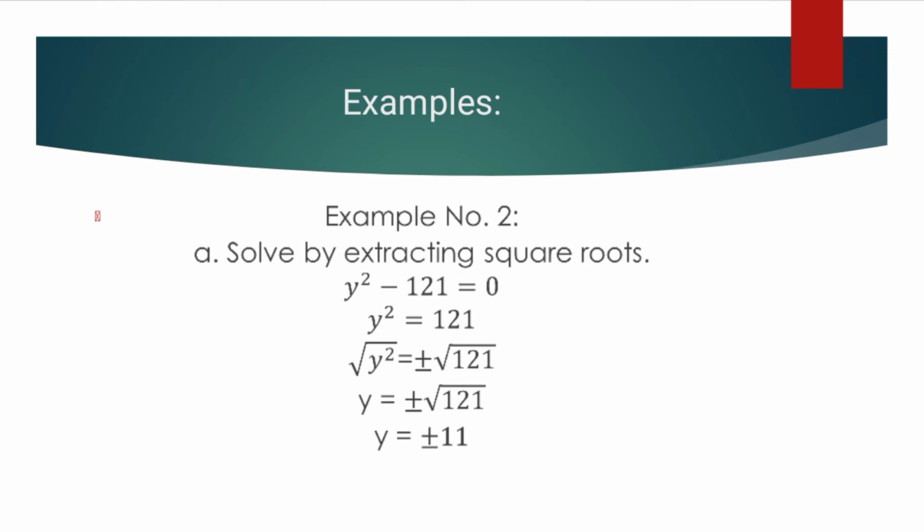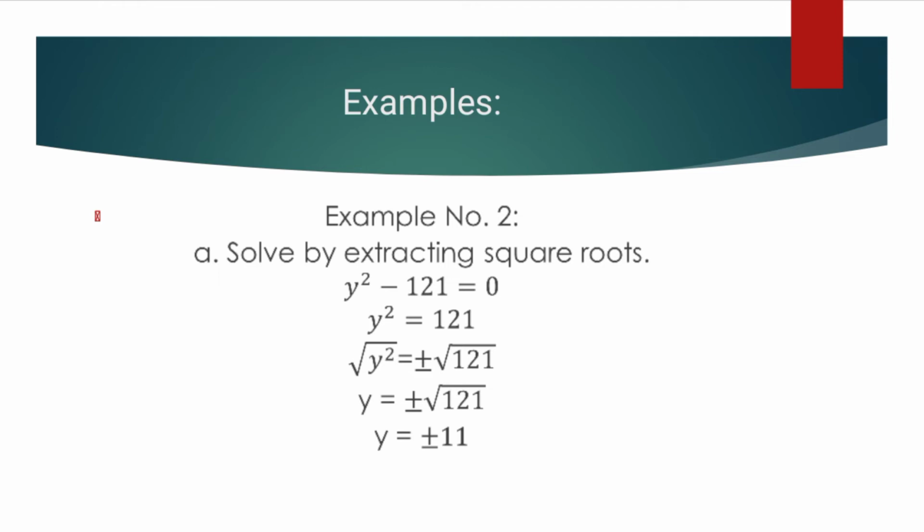Example number 2. Solve by extracting square roots. Given y squared minus 121 equals 0. So, let us transpose negative 121 to the right side of the equation. y squared equals positive 121.